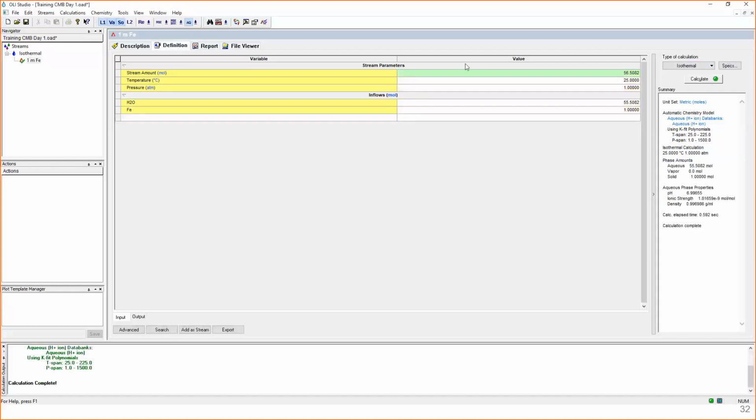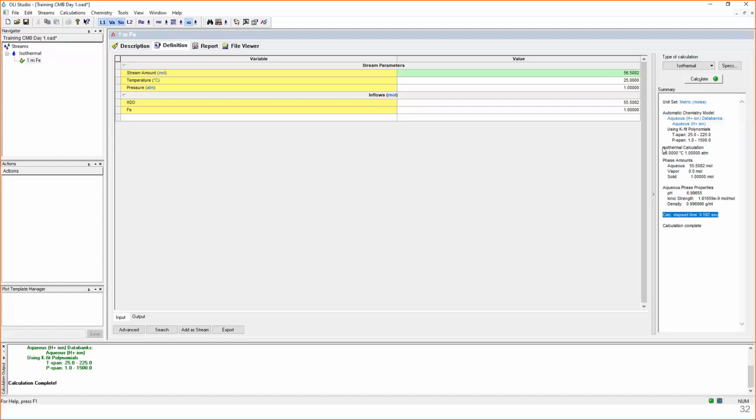Okay. So the calculation is complete. It took less than a second. And you have different ways to analyze your results. You can analyze the results here in the summary tab. Again, this is just a summary information, nothing detailed.